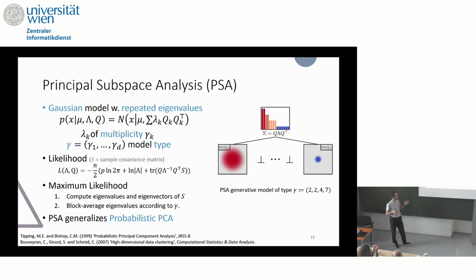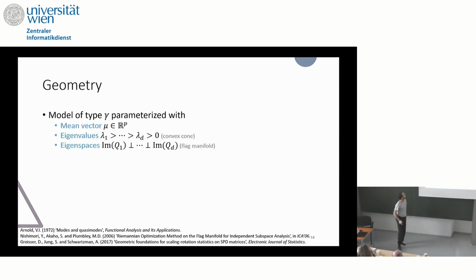Basically, we take the sample covariance matrix of our data, then we compute its eigenvalues and eigenvectors. So up to now, it's like PCA. But after, what we do is that we block average the eigenvalues according to the pre-specified type of the model, so that it follows a kind of piecewise constant profile. And for those who might know it, there is a quite famous paper from Tipping and Bishop called probabilistic PCA, and our model generalizes it.